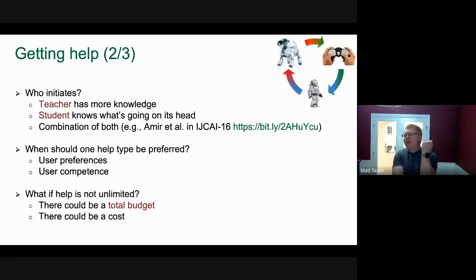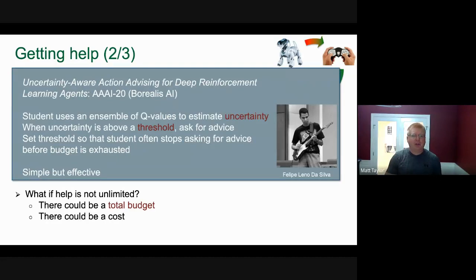What if there is a total budget? I can ask for help 100 times. So we did some work at Borealis with Leno, where we have a learning ensemble over Q values, and we can use this ensemble to estimate uncertainty. If the agent is very uncertain, that's a good time to ask for help. And you want to set the threshold so that the student generally stops asking for help on its own before the budget is exhausted. So this is a very simple heuristic method that actually worked quite well.